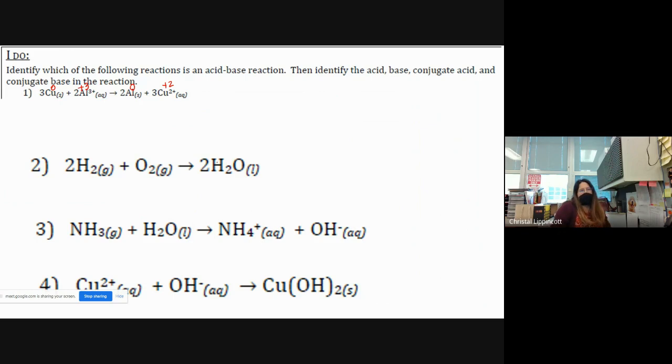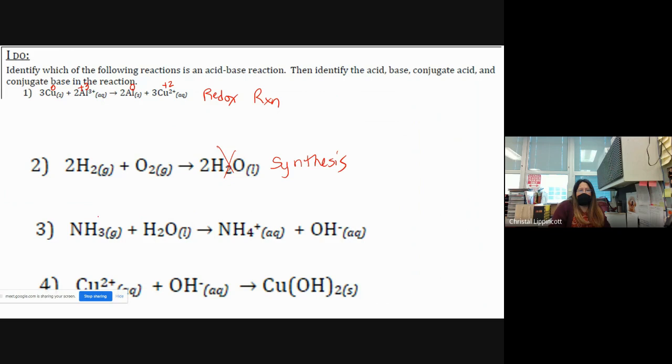Here my aluminum is 0, and here my copper is a +2. Yep, oxidation number is the charge. So what type of reaction is this? Redox. This is a redox reaction. So this is not the acid-base one that they're talking about. Here we have our hydrogen and our oxygen going over here to form this guy. Are we forming an acid and a base over here? No. So this is a synthesis, or what do they call it? Composition reaction, I think. I call it a synthesis.